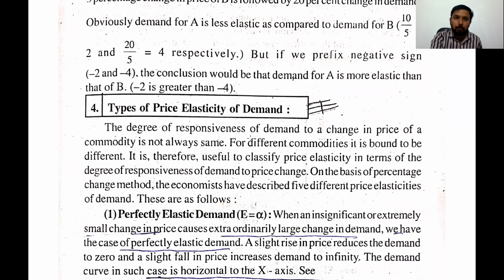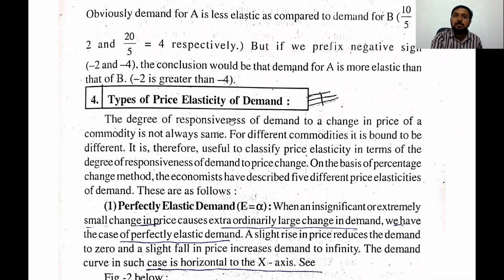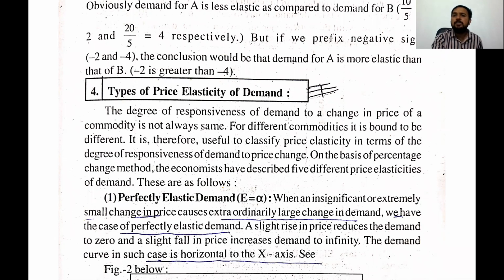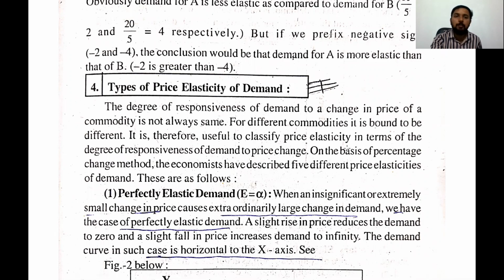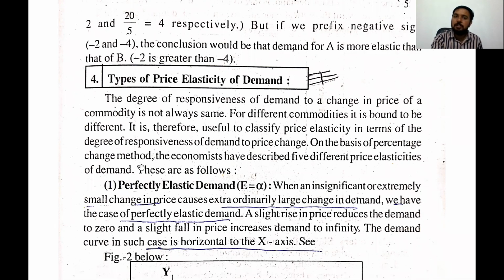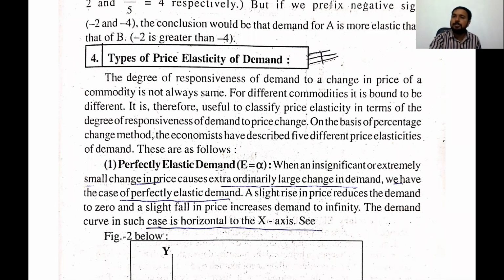So guys, now we will move further to the next point, that is types of price elasticity of demand. Now what are the different types of price elasticity of demand? The degree of responsiveness of demand to change in price of a commodity is not always the same. For different commodities it is bound to be different. It is therefore useful to classify price elasticity in terms of the degree of responsiveness of demand to price. On the basis of the percentage change method, economists have described 5 different types of price elasticity of demand. These are as follows.